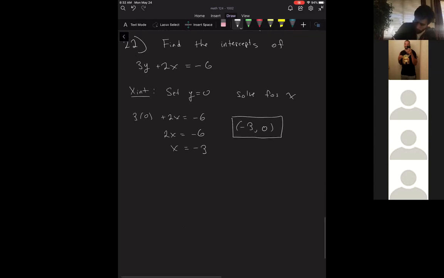So our y-intercept, in this situation, just like before, we're going to set our x equal to 0 and then solve for y. So when we set our x equal to 0, we'll have 3y plus 2 times 0 is equal to minus 6. So we have 3y is equal to minus 6. Divide by the 3, we're going to have y is equal to minus 2. So then our y-intercept is going to be the point (0, minus 2).